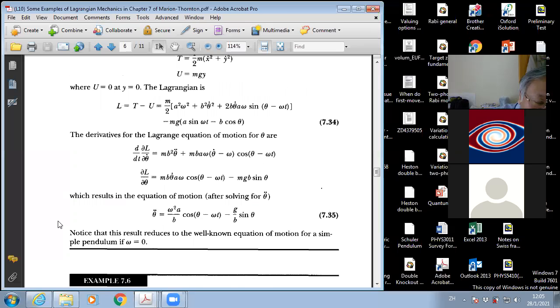In the special case that omega is equal to 0, i.e., the point of support is not moving, what will we get? Omega equal to 0. Then we get back the simple pendulum equation of motion. All right.